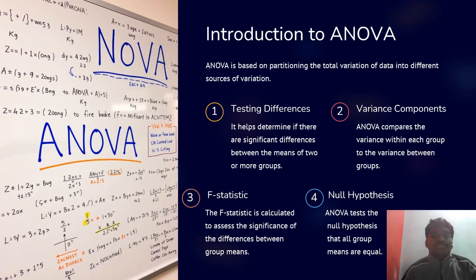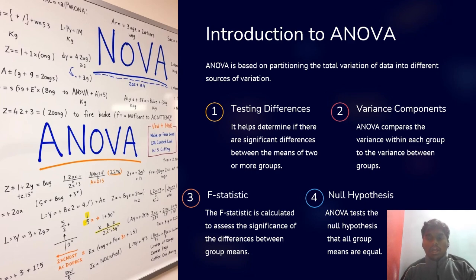Introduction to ANOVA. ANOVA is based on partitioning the total variation of data into different sources of variation, testing differences. It helps determine if there are significant differences between the means of two or more groups. Variance components. ANOVA compares the variance within each group to the variance between groups. F statistic. The F statistic is calculated to assess the significance of the difference between group means.